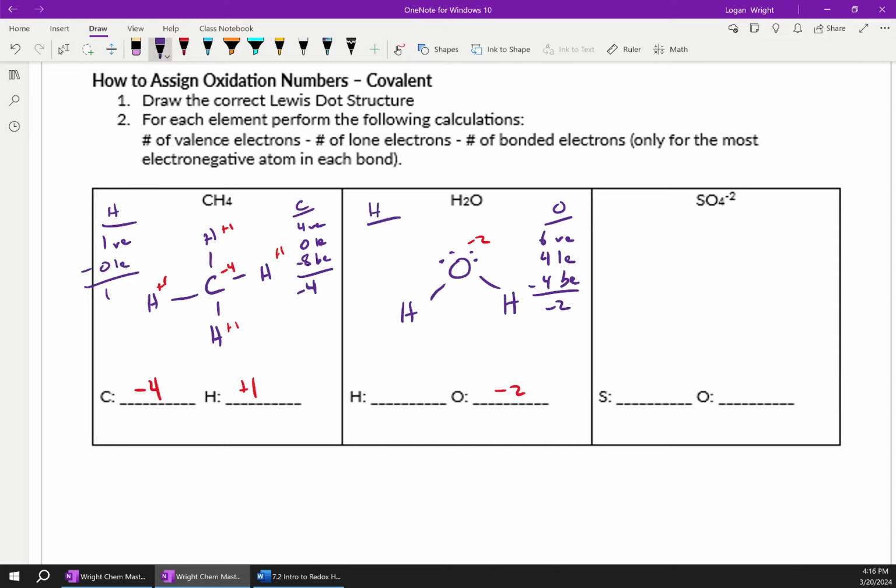If I want to calculate my hydrogens, 1 valence electron minus 0 lone electrons, and I don't worry about bonded electrons because they all were assigned to oxygen. So that gives me +1. The oxidation number is +1 for each of my hydrogens. And then what about a polyatomic ion? So I have SO4, which is going to look like this.